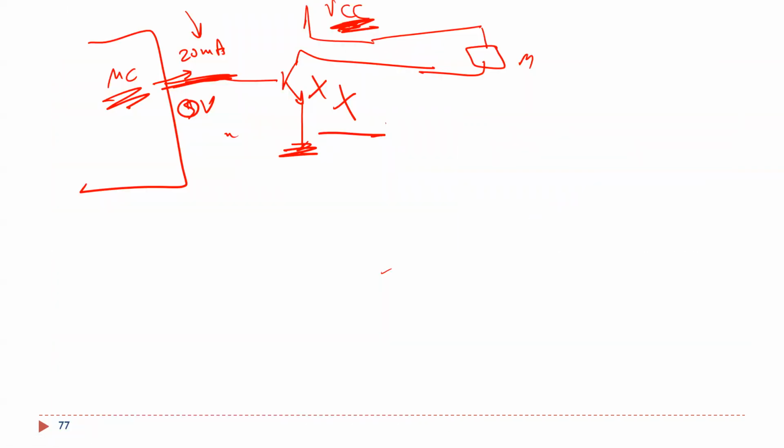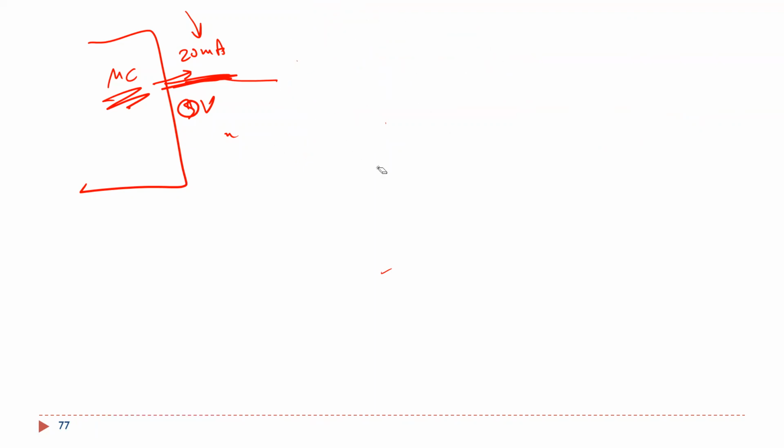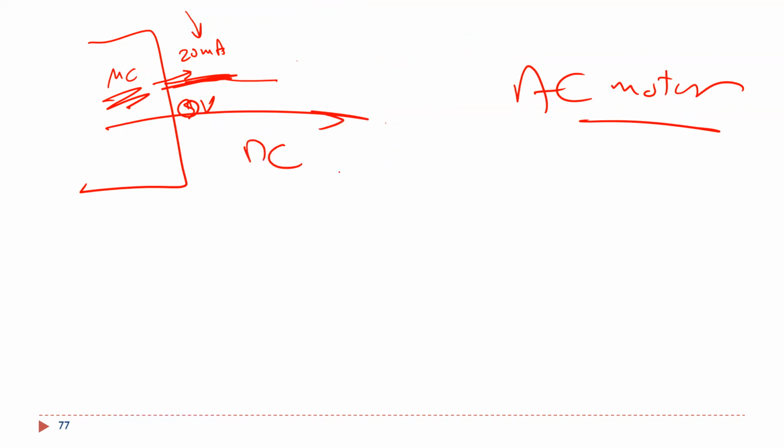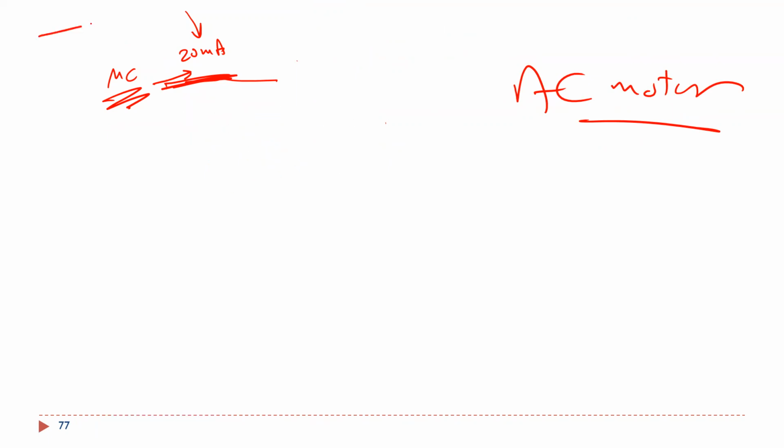However, it's not going to work all the time. Why? This one is going to work if you have a DC motor, for example. What if I have a microcontroller, this one, and I want to control an AC motor? For sure, the microcontroller can only give you DC current, DC voltage, but it cannot drive an AC motor.